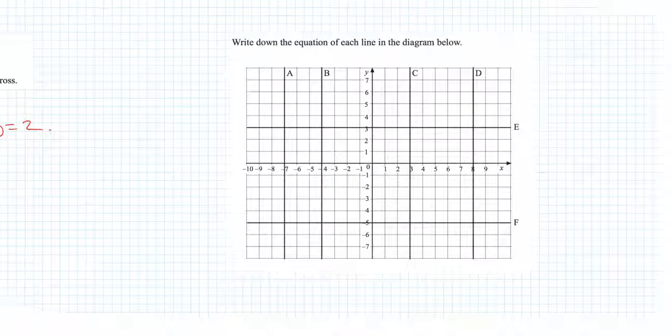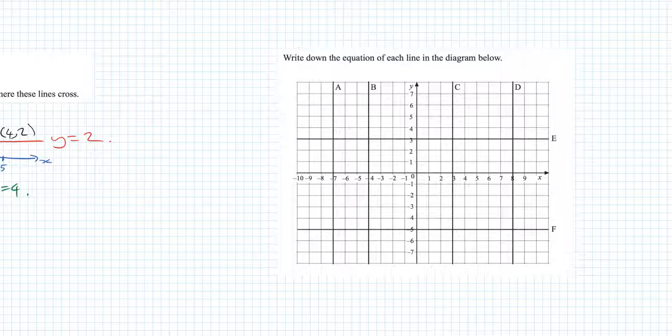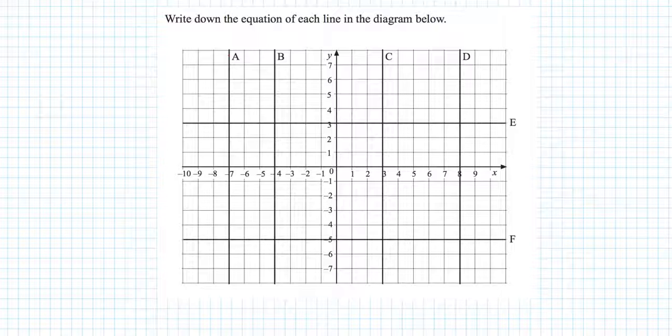Right, working the other way. Here we have some lines. We've got to identify what they are. So let's start. If you can't see them because they're in black, I'll go over them in a different color. This line here, A, well, that is going to be x is equal to minus 7. It crosses the x-axis at minus 7. B, well, clearly I've just gone past x equals minus 4. It's the line x equals minus 4.